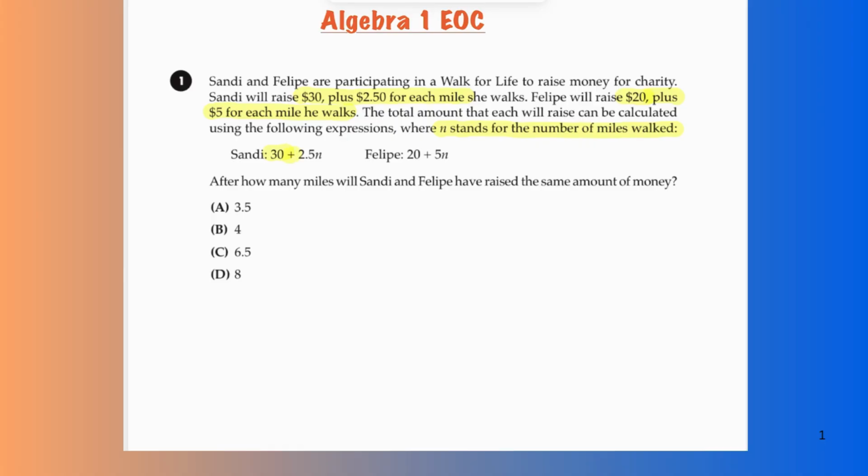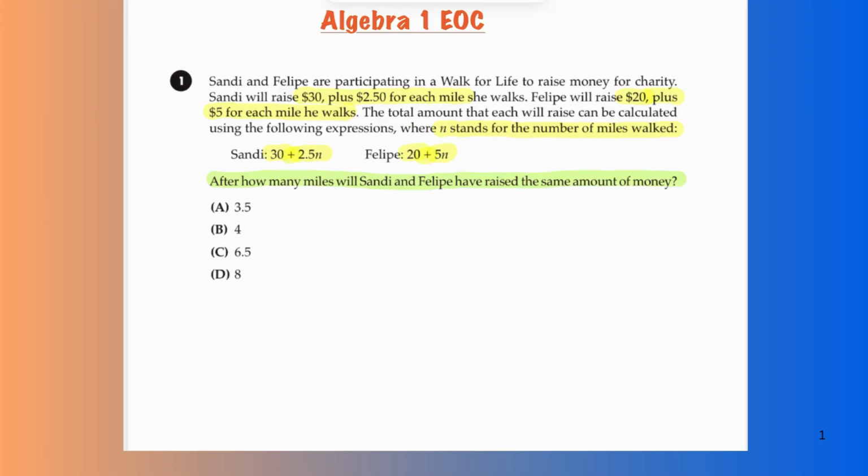So we can see the verbal description here in the expressions, where it shows that Sandy makes $30 plus an additional $2.50 for each mile she walks. That's why we're multiplying the $2.50 times the number of miles she walks. Same thing with Felipe. He's raising $20 plus an additional $5 for every mile he walks. So we're multiplying each mile he walks by 5. And the question is, after how many miles will Sandy and Felipe have raised the same amount of money?